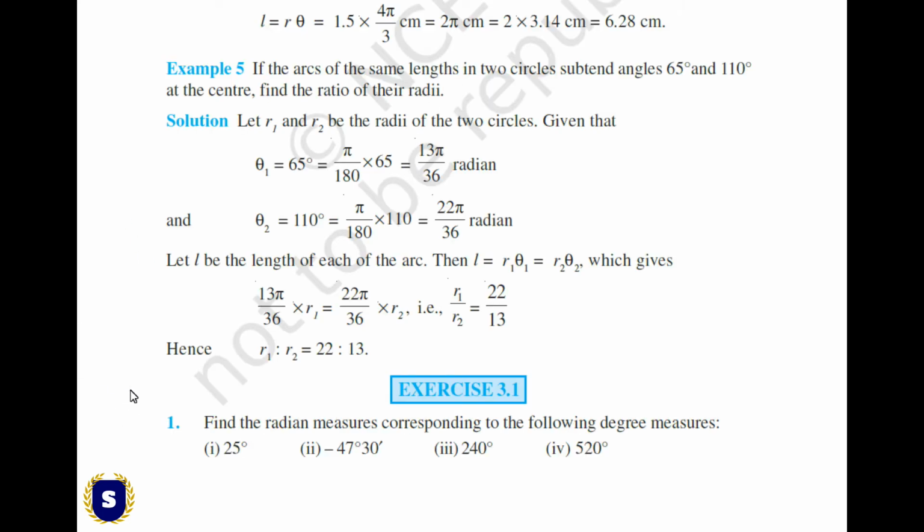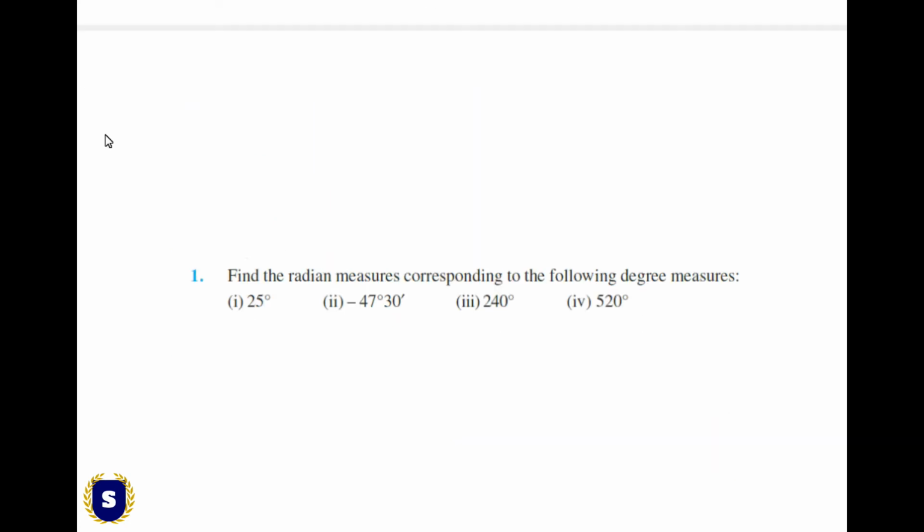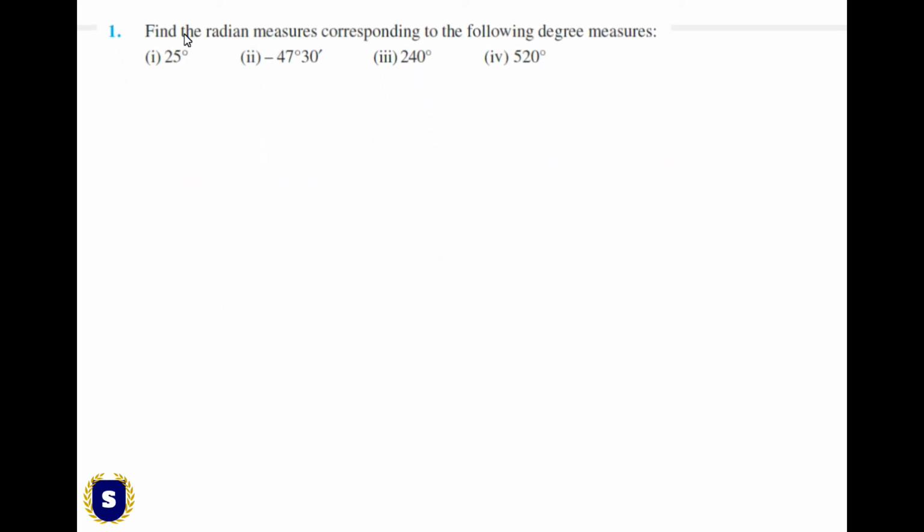Okay, so the first question is: find the radian measures corresponding to the following degree measures. Basically we need to convert degree values into radian values. It's a very simple question. We'll use the unitary method here.